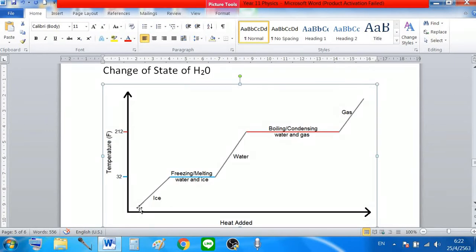And notice the slope of the line. It's easier to melt ice than it is to heat water. We can see this has a very low slope, and then as we heat water, it doesn't take as much energy. It's easier to melt water than to boil water.